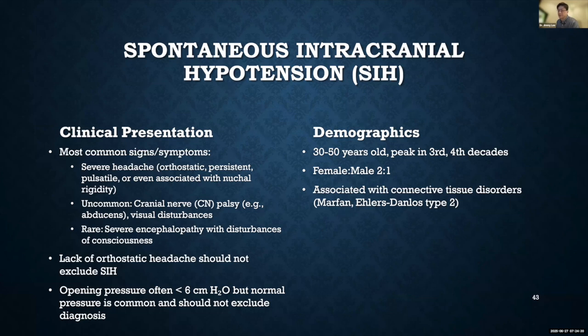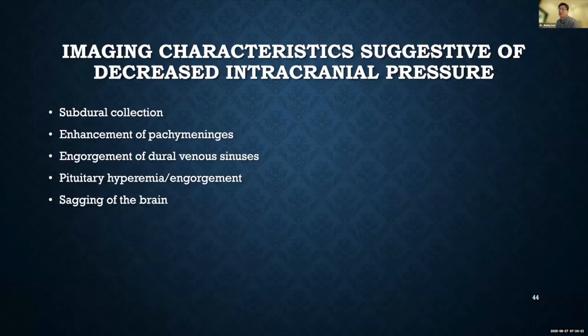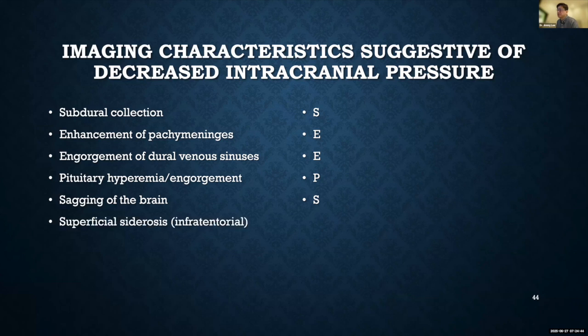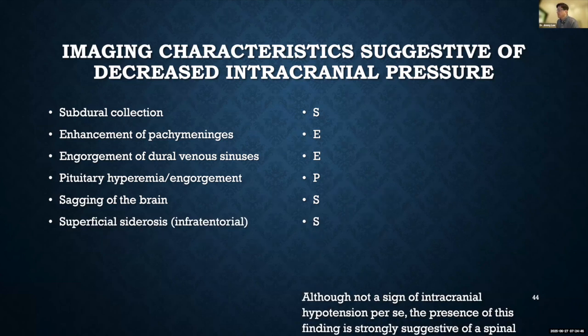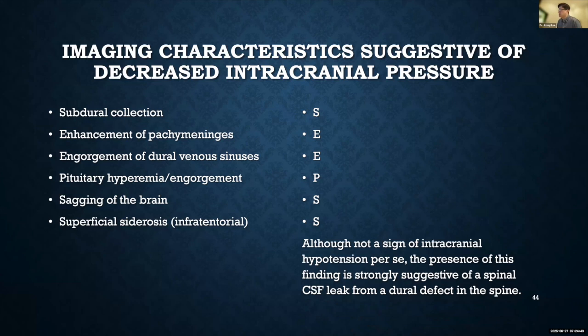So Marfan's, Ehlers-Danlos. Now, what about the imaging characteristics? There's an acronym called SEEPS: subdural collection, enhancement of pachymeninges, engorgement of dural venous sinuses, pituitary hyperemia or engorgement, sagging of the brain. I don't use it personally, but this is an acronym people use. Some people add an extra S for superficial siderosis in the infratentorial side. By itself, it's not really a sign of intracranial hypertension, but it suggests that there may be a spinal leak from a dural defect.